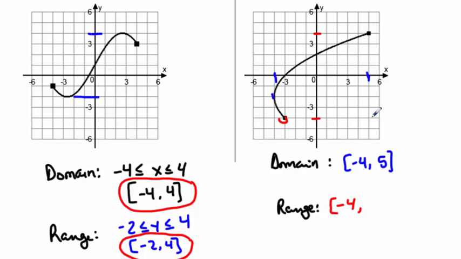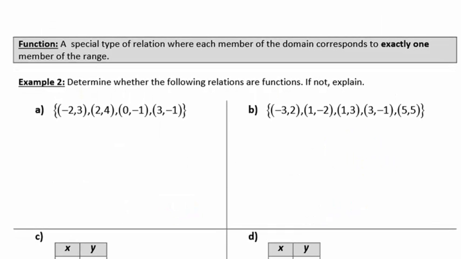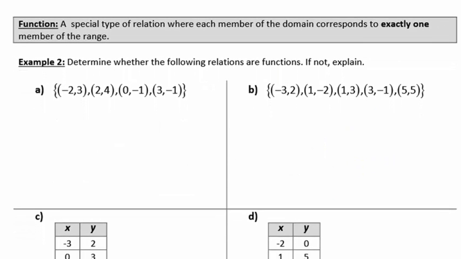Highest y value is +4. Let's look at the next page. Functions are a special type of relation where each member of the domain corresponds to exactly one member of the range. So for example, -2 is a domain member. It corresponds to 3 and only to 3. -2 does not correspond to any other value. So this is a function.